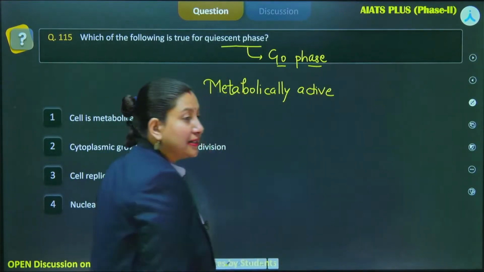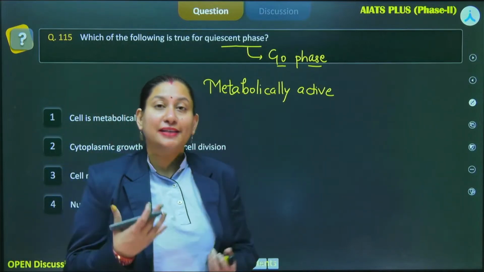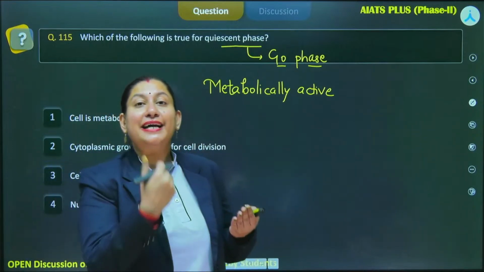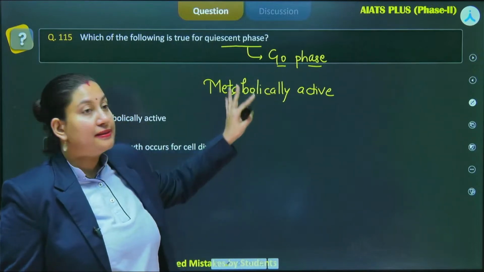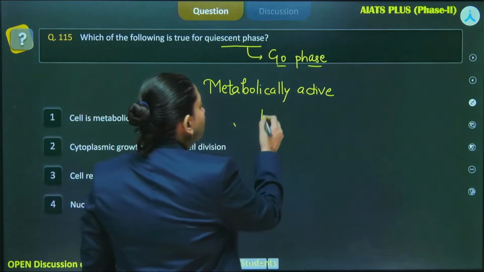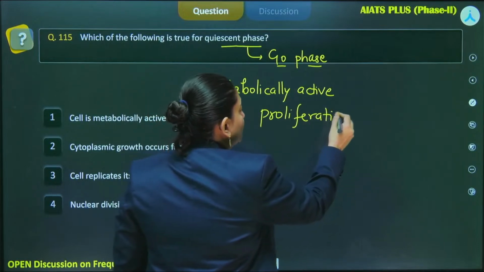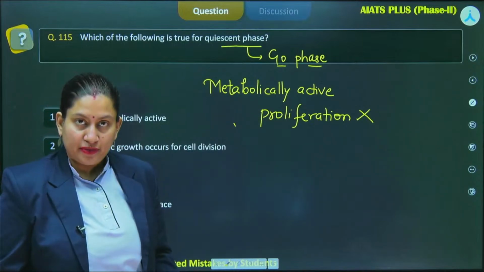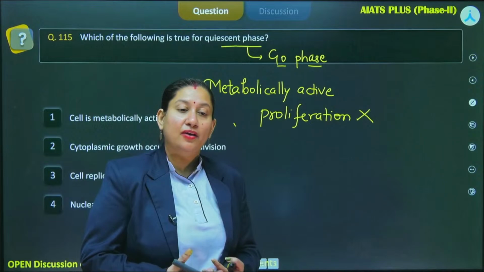The reason for that is that the cell has to maintain its living state. For that, metabolism is an essential process, right? We have studied it while studying the characteristics of living beings. Metabolism is important. So over here, the cell is going to remain metabolically active, but it's not going to proliferate, right? Proliferation is not going to occur until it's required, if there is certain injury or something.